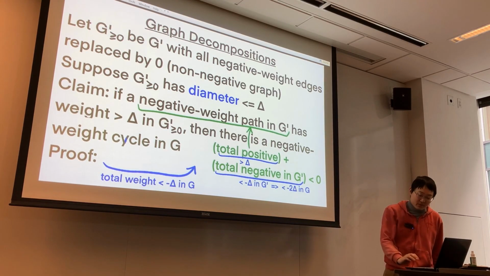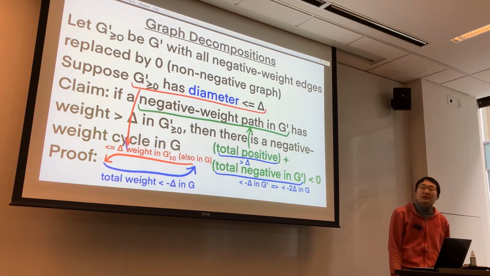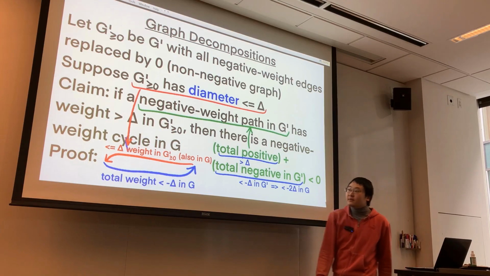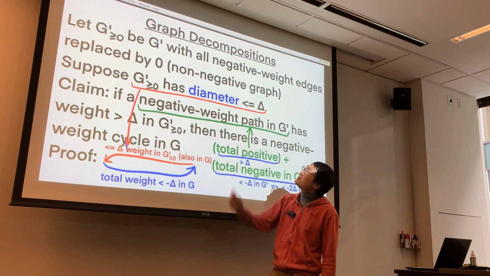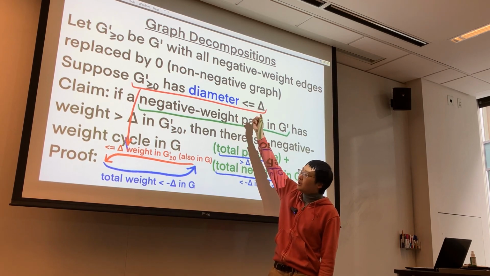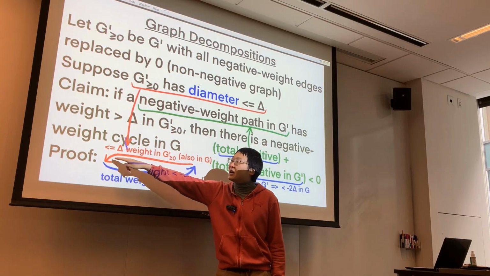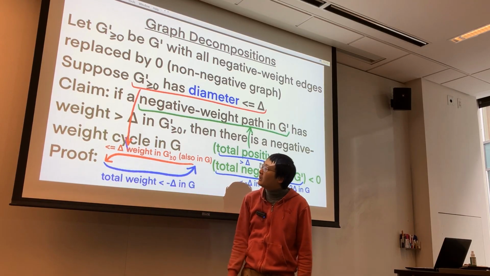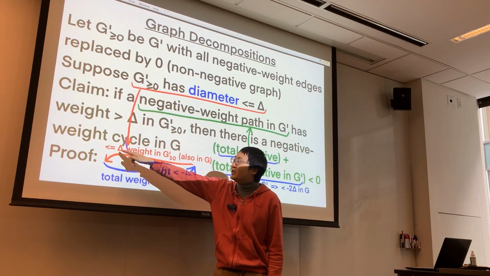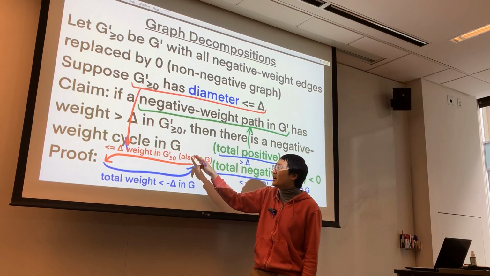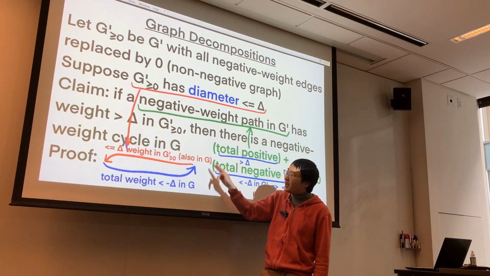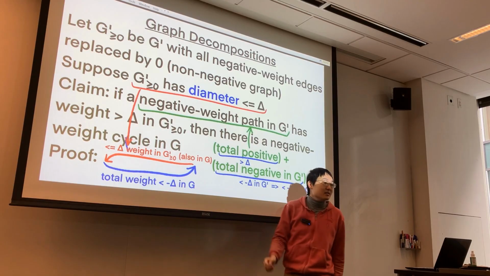And now finally, we'll use the fact that the diameter is small. So this is just some 2 arbitrary vertices. But since the graph has a small diameter, we can close this path into a cycle the other way. This path can have weight at most delta in this graph, which also implies that it's the same weight in G because G has only smaller weight edges.